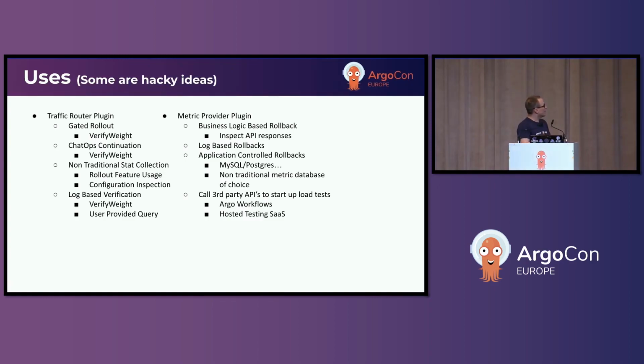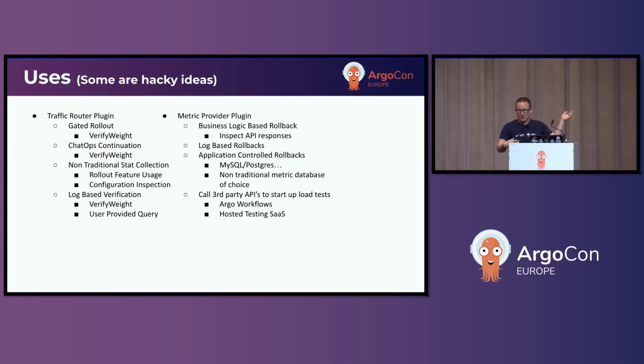So that's one alternative use of a traffic router, and the same goes for metric providers. There are some interesting use cases there. You could think of it as a plugin that can control when Argo Rollouts will roll back, right? You can have a plugin that does business-level logic, inspects APIs, calls complex systems to determine should I roll back or not, and you'd be able to have that control there.